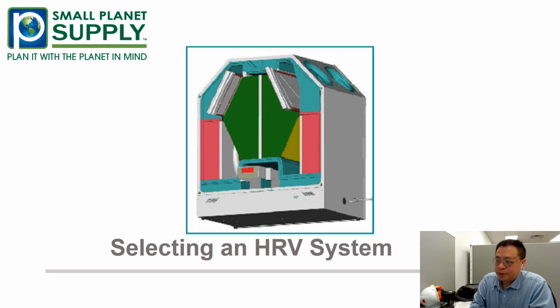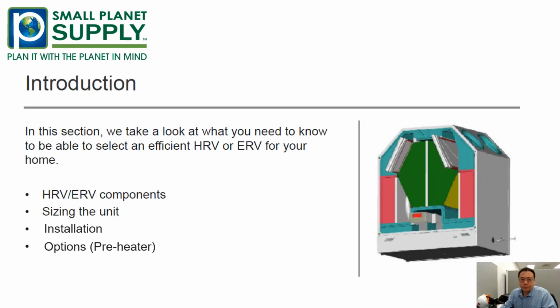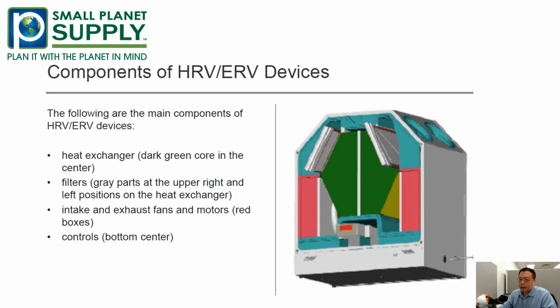So, selecting the HRV system. In this section, we will put more focus on the machine. Here are the main components. The heat exchanger is shown in green, and here are two filters in gray, and the fans and the motor are put inside the red box, and the control system is at the bottom of the machine.